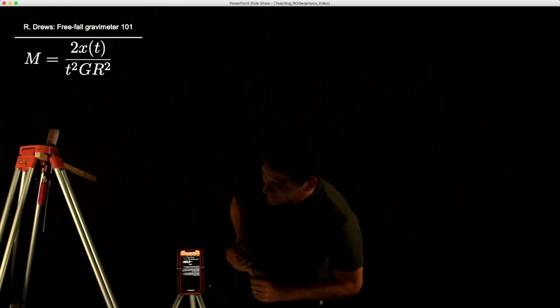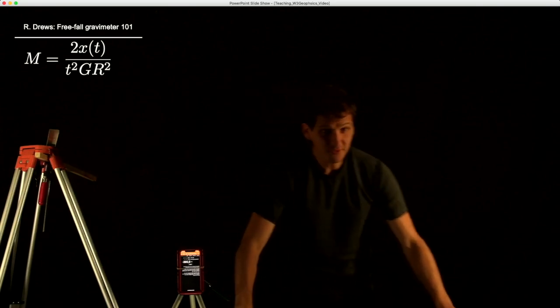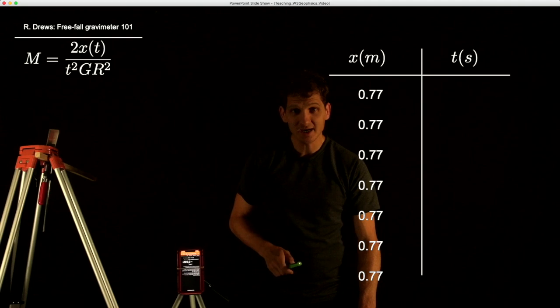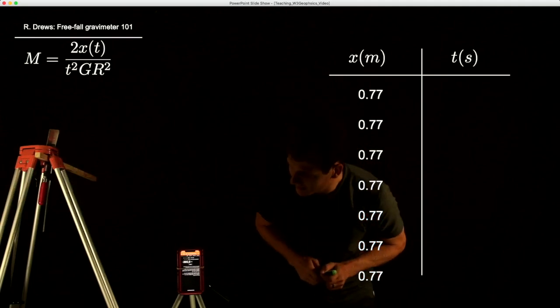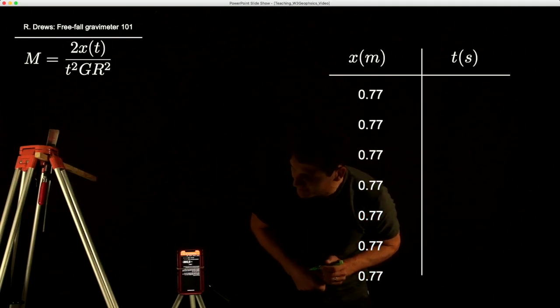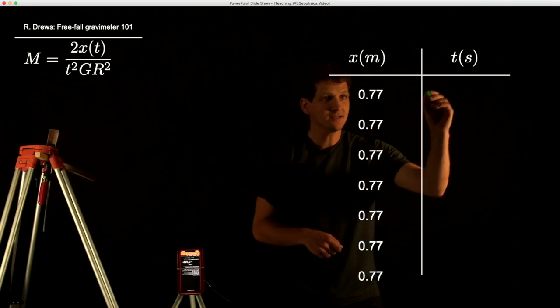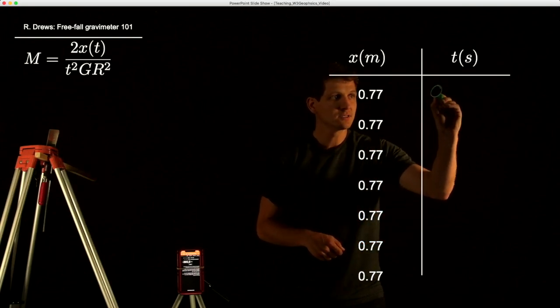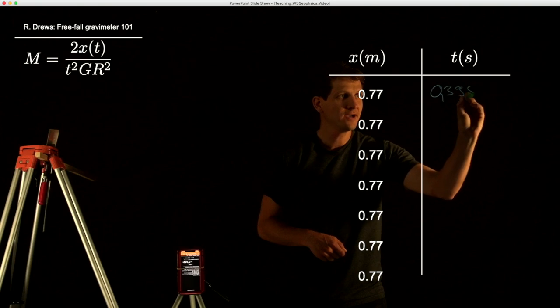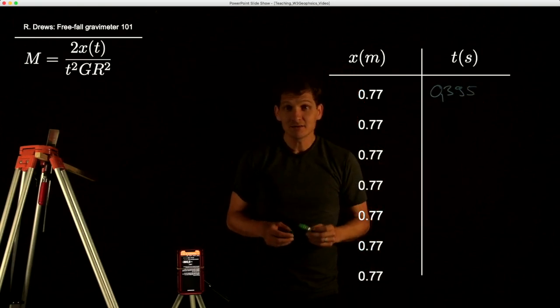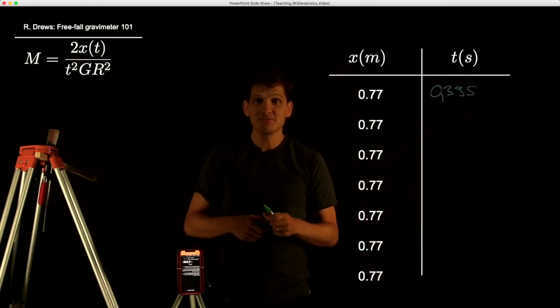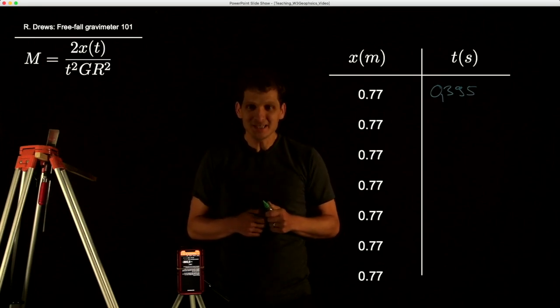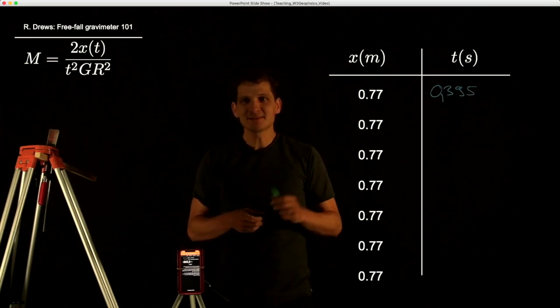Okay, well, this was our first experiment. The time that our mobile phone here has measured is 0.395 seconds. So I will write this down: 0.395 seconds.